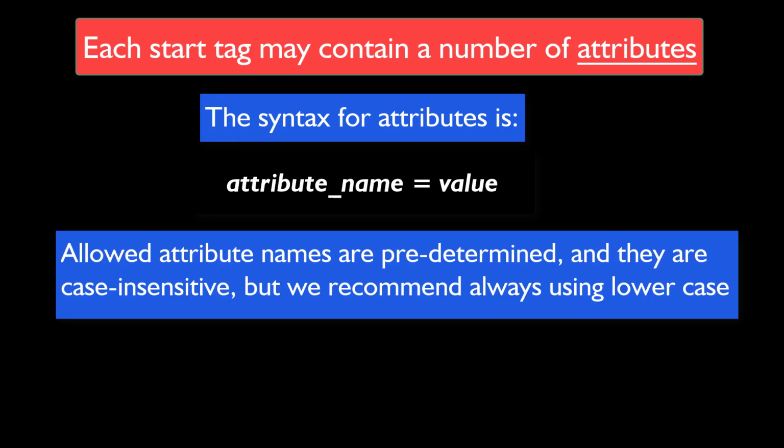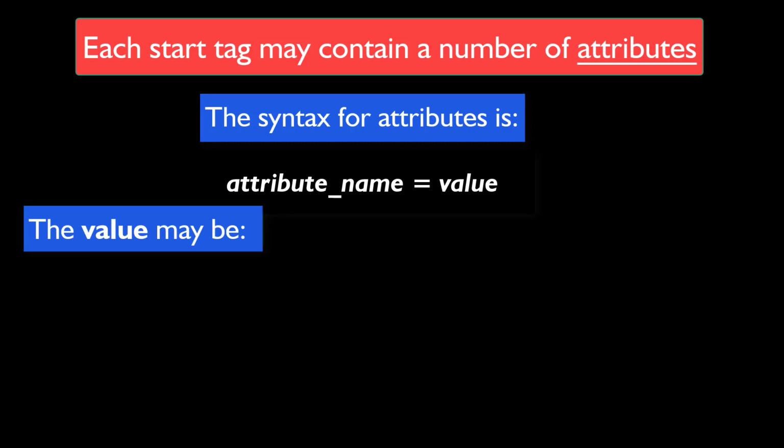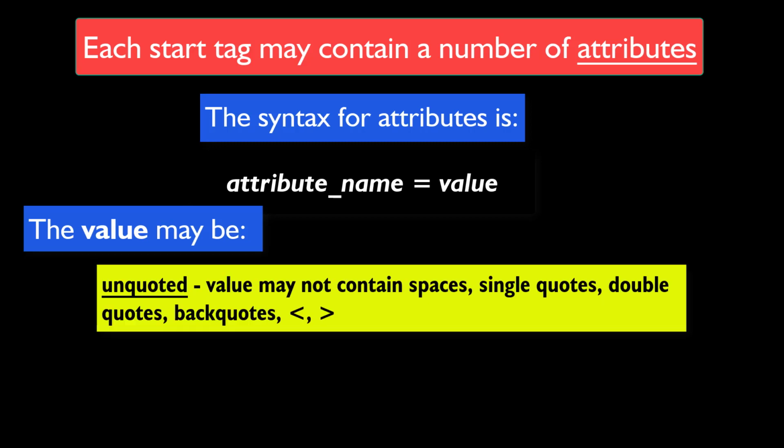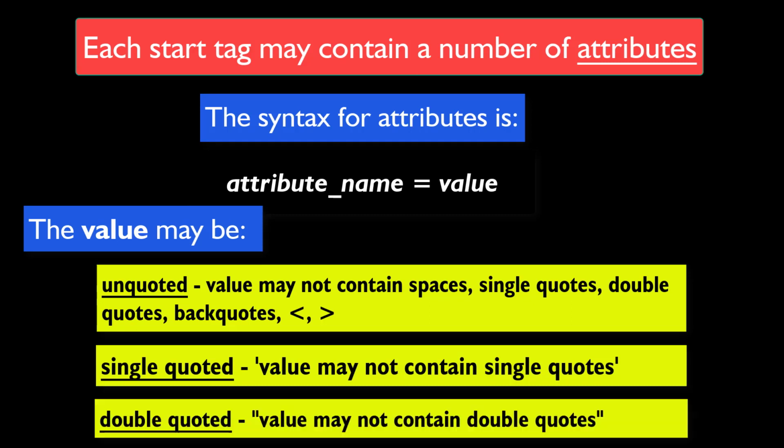They're case insensitive, but we recommend always using lowercase. The equal sign may have spaces around it or not. The value of an attribute may be unquoted, in which case the value itself may not contain spaces, single quotes, double quotes, back quotes, less than, nor greater than symbols. Or the value could be single quoted, in which case it must not then include single quotes, or it could be double quoted, and the value itself must not then include double quotes.